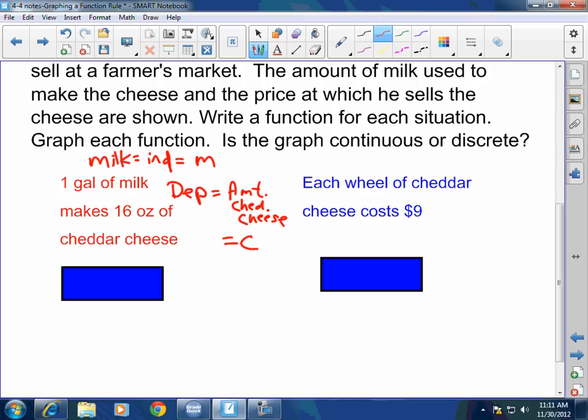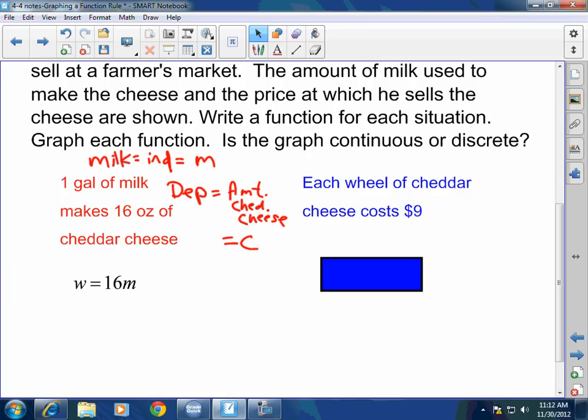So now, what's the formula? 16 ounces of cheddar cheese are made for every gallon. 1 M. Or just M equals. I was gonna say 16 C. That's exactly correct, brother. Oh, I'm sorry. I don't know why I called it M. I called it W here.